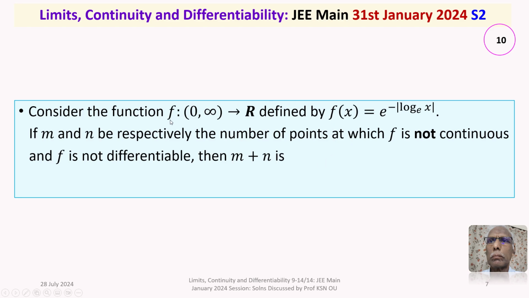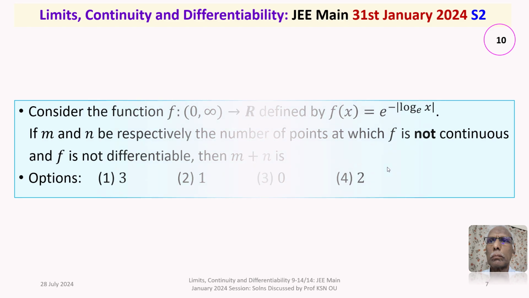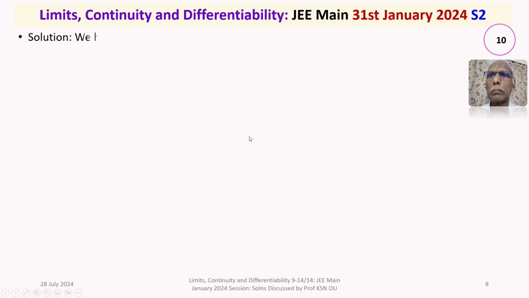So we are given a function f from the open interval 0 to infinity to R, the set of real numbers, defined by f of x is equal to e to the power of minus of mod of log x to the base e. And m and n are respectively the number of points at which f is not continuous and f is not differentiable, then m plus n is. We are given 4 options. Right. We now discuss the solution of the problem in detail.